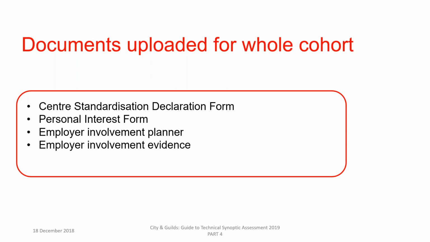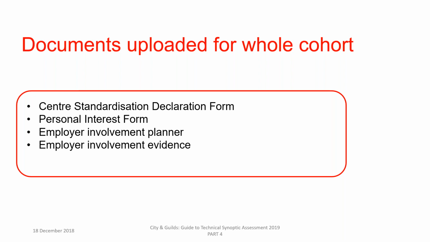Here we can see what must be uploaded to the group learner profile. It consists of cohort level evidence, such as the standardisation declaration form. This document is used where there is more than one marker in the centre. It confirms that centres have undertaken internal standardisation.